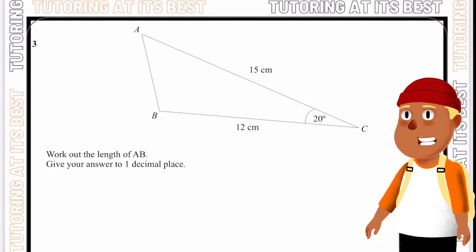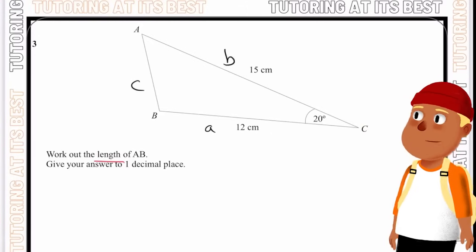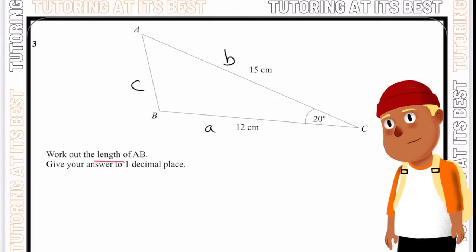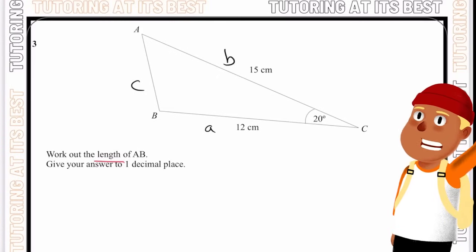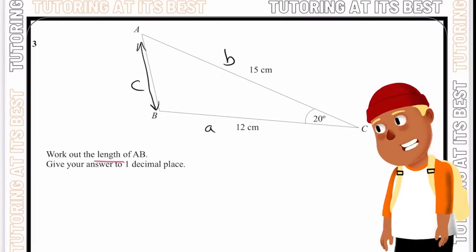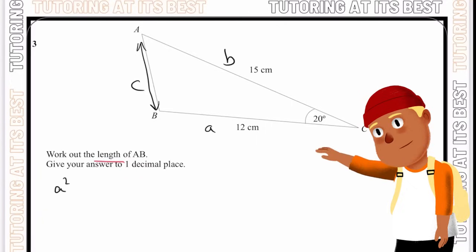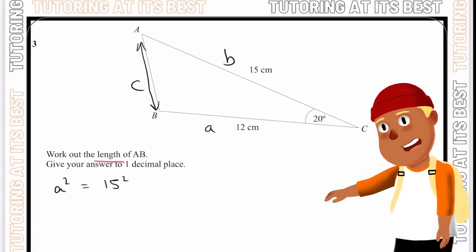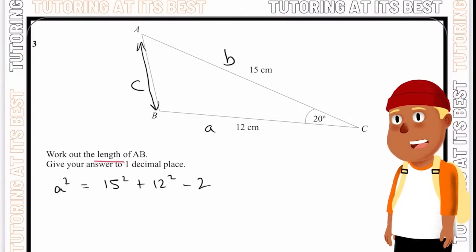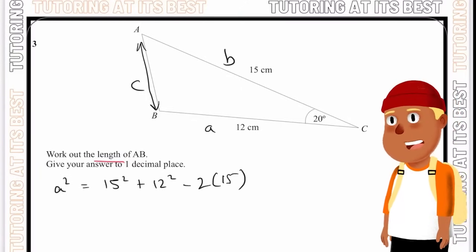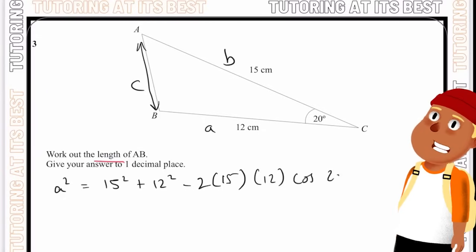So for question 3, we've been told to calculate the length once more. So once again, let's go ahead and label our sides, select our formula, and go from there. So we now need to calculate AB. And again, I understand AB is seen as your C, and let this not distract you. So let's write out A squared equals 15 squared plus 12 squared, which acts as your B and your C, minus 2BC. And then we have our cos 20 degrees.